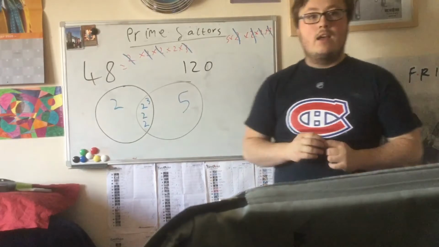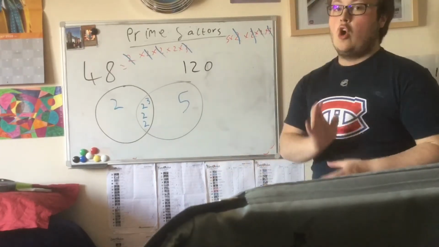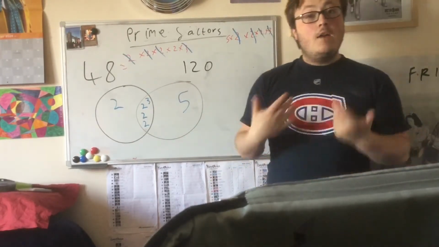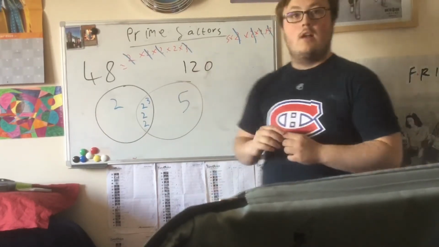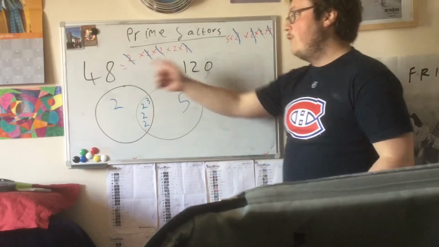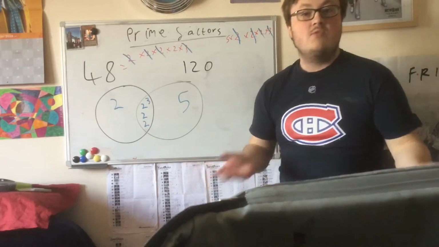Now today we're going to be focusing on the highest common factor and the lowest common multiple of a pair of numbers. Now I think the best way to get this started is I'll go through this one. Let's find the highest common factor and the lowest common multiple of 48 and 120 because we've got the right stuff for it, so might as well use it.